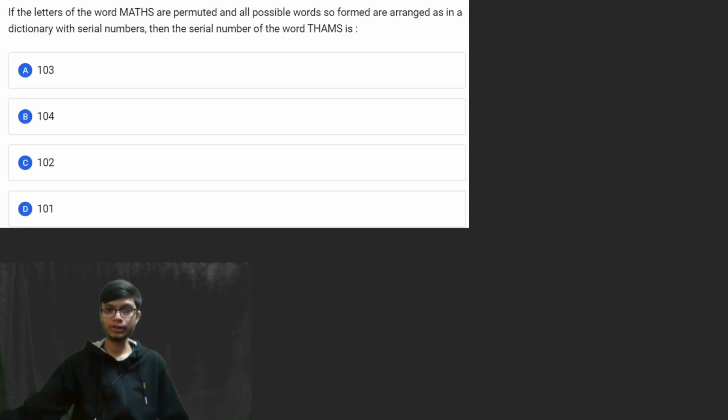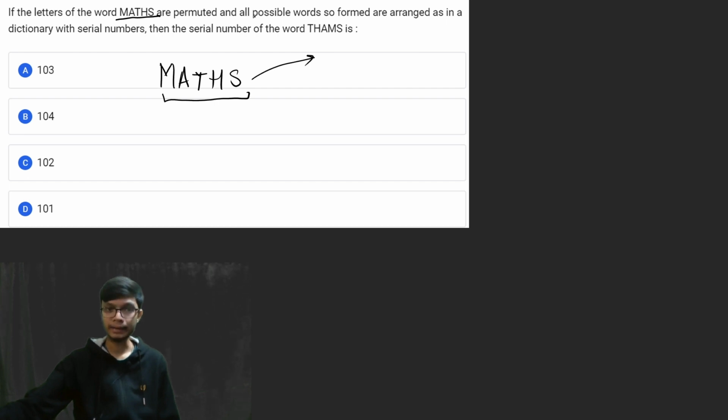All right, so the next problem is the one that I was talking about. Many students remember the formulas for dictionary rank or the serial rank of any word, but many times the question will be asked that if the letters of the word MATHS are permuted in each and every possible way and arranged in a dictionary, you have to look for the serial number of the word THEMS. These are words formed using the letters of the word MATHS. If you jumble this, you will have the word THEMS. So we look for the serial number of the word when the letters of MATHS are permuted.